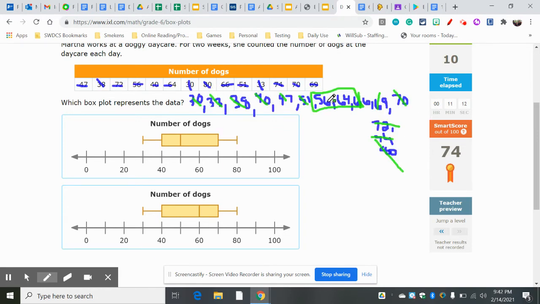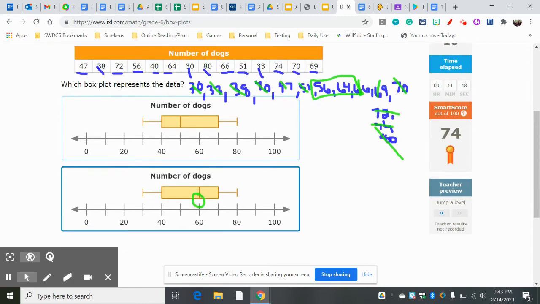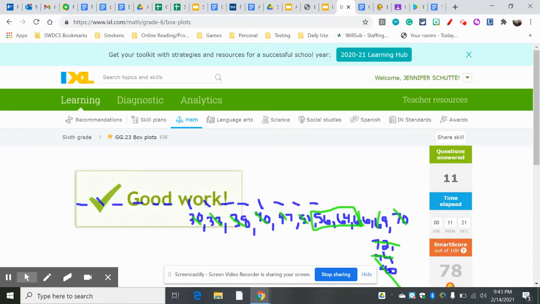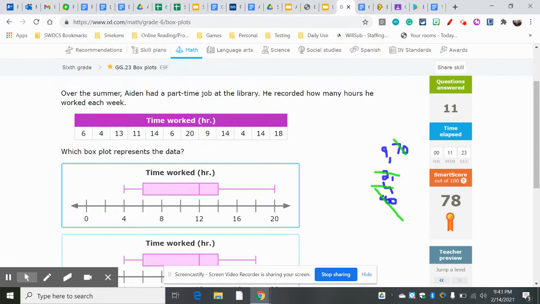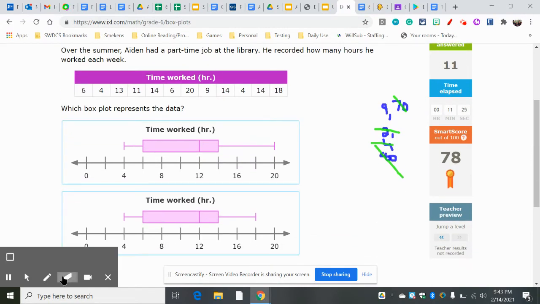I found my 2 middle numbers. I have to add them up, divide by 2, which would give me 60. I'm looking for the one with 60 as my median, so I know that this bottom one will be my answer. I should have one more that I have to get right here, okay? And again, I have to put my numbers in order from least to greatest.